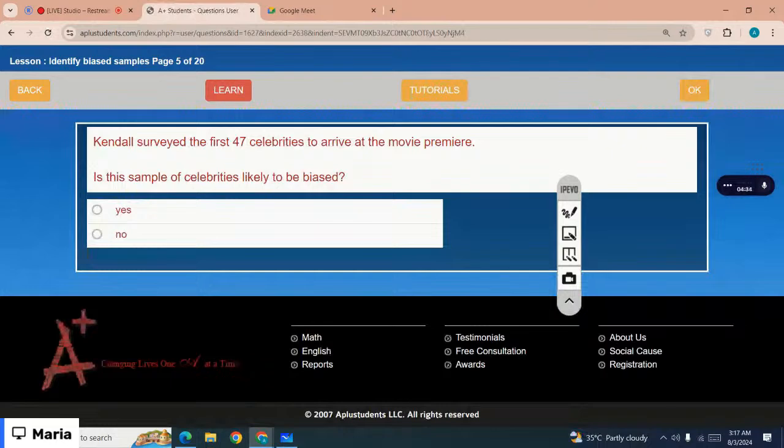The first 47 celebrities to arrive at the movie premiere. Is this sample biased? The first ones might not be similar to the other celebrities, right? So the correct option is yes, they are biased. Okay, you can complete the lesson by yourself today. Let me just move on to the next lesson.